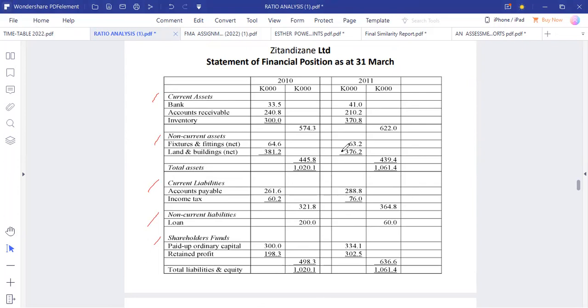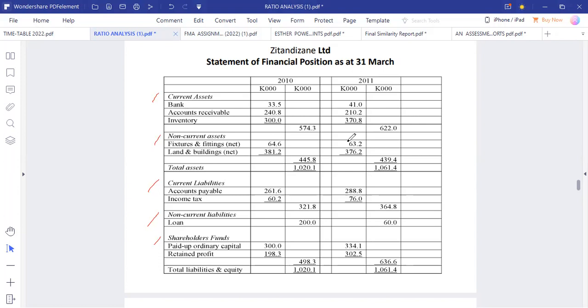All right. So in the financial statement, we have the following. The current assets. The current assets have what? Bank, account receivable, which are debtors, and inventory, which is stock. This is for both 2010 and 2011. Then the non-current assets are also called fixed assets, which have what?